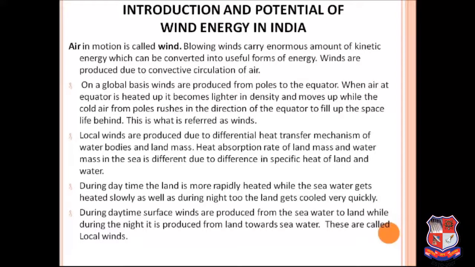Winds are produced due to convective circulation of air induced by the temperature differences in the atmosphere. On a global basis, the primary surface winds are produced from the poles to the equator. When air at the equator is heated up, it becomes lighter in density and moves up. The cold air from the poles rushes in the direction of the equator to fill up the space left behind by the heated air, which we call winds.